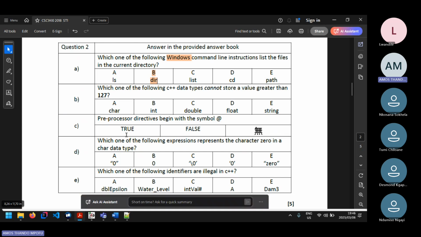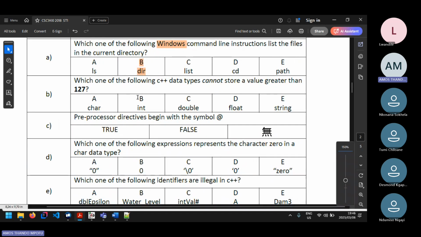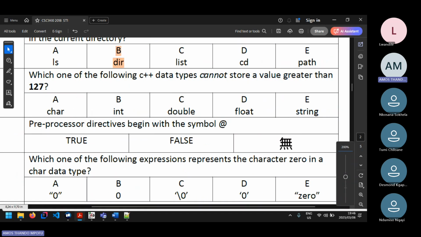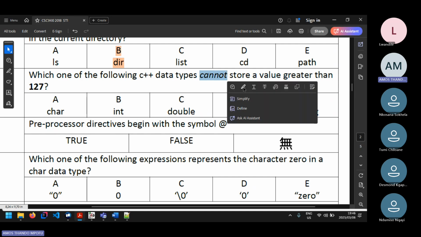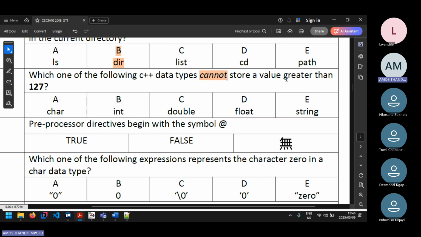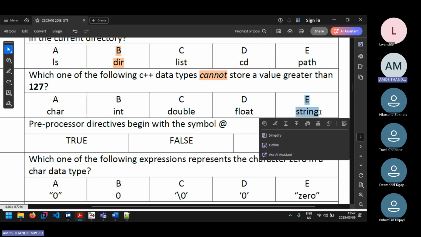And then we go back to the question paper. So which one of the following C++ data types cannot store, the main word is cannot store a value greater than 127? So which variable cannot store a value that's greater than 127? String is out of the picture because string can store any number as long as it's placed within the double quotes. So even if it's 2 trillion, I can put it within double quotes and make it a string from that.